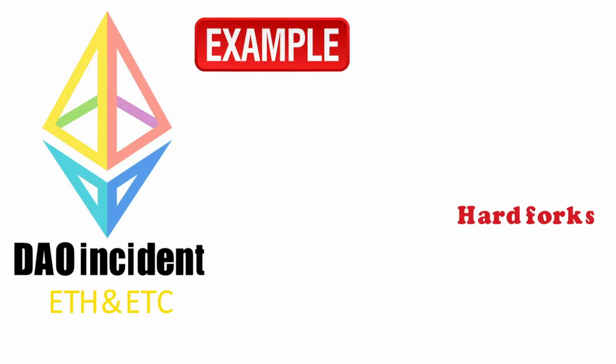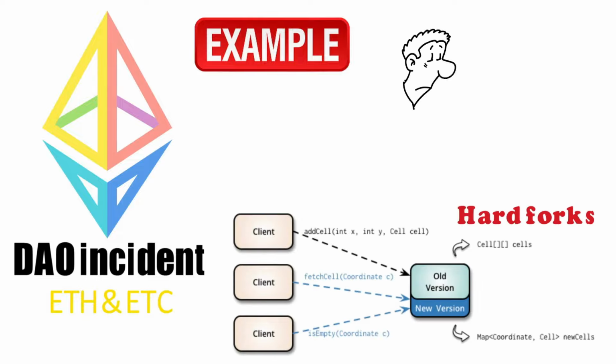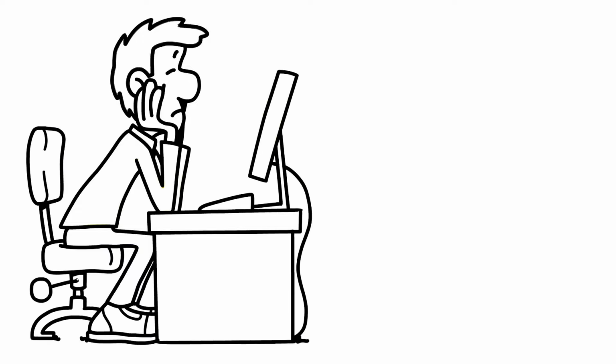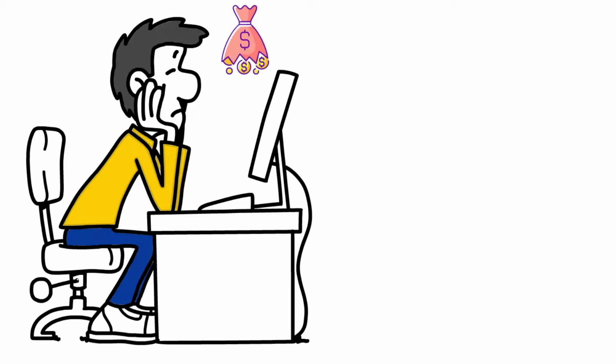Hard forks are backwards incompatible changes. They make previously valid blocks/transactions invalid. If you do not upgrade your software before a certain block, you could be creating orphan coins, coins that don't exist, or even worse, losing coins. Hard forks usually require all nodes to upgrade to the latest version.